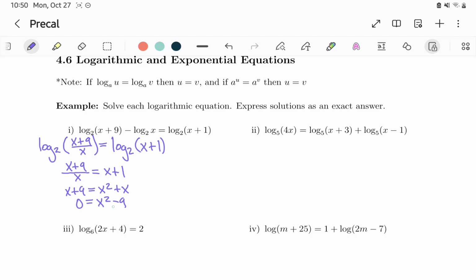Of course, this quadratic has two solutions, x equals -3 and positive 3. But since we're dealing with logarithms here, we wouldn't include the negative solution because it's not going to be in the domain. -3 is not in the domain of log base 2 of x nor log base 2 of x plus 1, because we would have a negative inside our logarithm, and we can't have that. So let's put a slash through that solution. We're just going to take x equals 3.